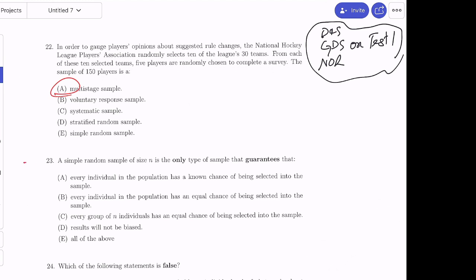Question 23. This is directly off the definition. Do you know the definition?